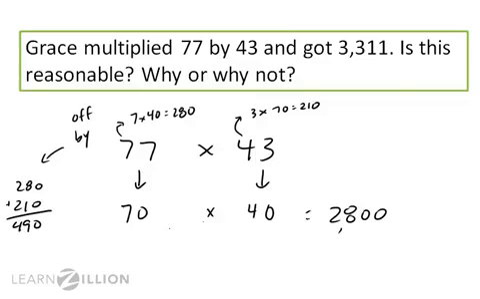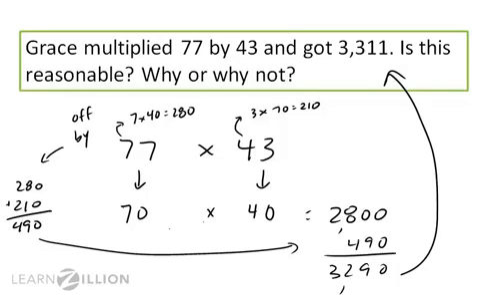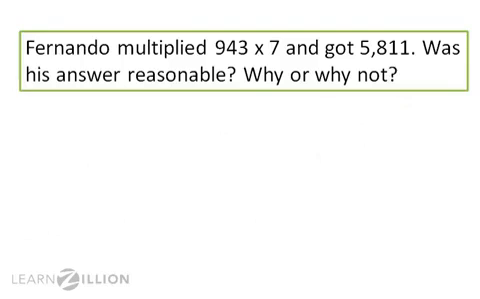2,800, which was our original estimate, plus 490 gives us 3,290. That's what our estimate is. This is extremely close to Grace's 3,311. So, if we look closer, it shows even better that Grace's answer was definitely reasonable. Let's look at a second problem to see this further.